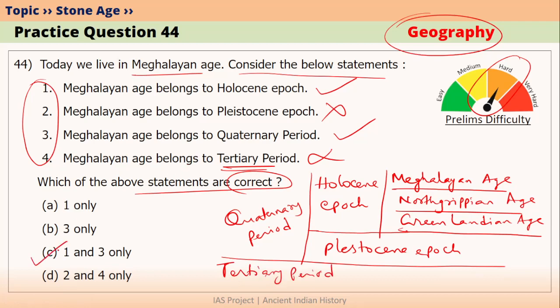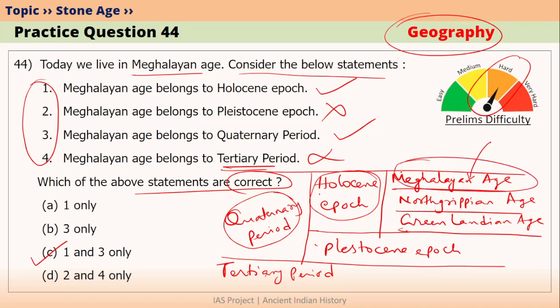Option C. So if we look at the timeline, we can see that Holocene epoch and Pleistocene epoch belong to quaternary period. And within the Holocene epoch, we have 3 ages. They are Meghalayan age, North Grippian age and Greenlandian age. As of today, the age is Meghalayan age. So Meghalayan age is the latest age in the Holocene epoch, or we can say Meghalayan age is latest age in quaternary period.